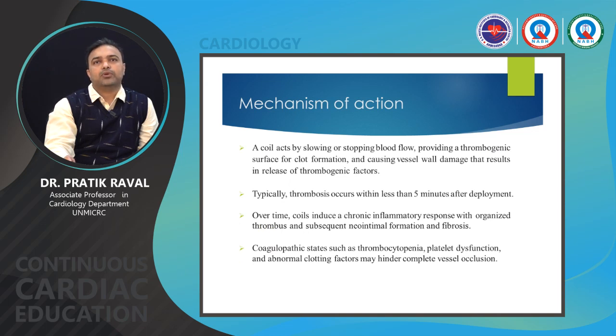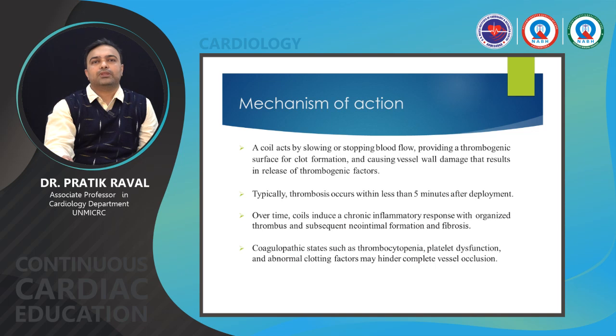Coils act by occluding the vessel. They provide a thrombogenic surface over which clot formation occurs, subsequently causing vessel damage. Thrombus starts forming within less than 5 minutes after the deployment, and later on they induce a chronic inflammatory response in the vessel, and subsequent neointimal hyperplasia and fibrosis of the vessel occurs.